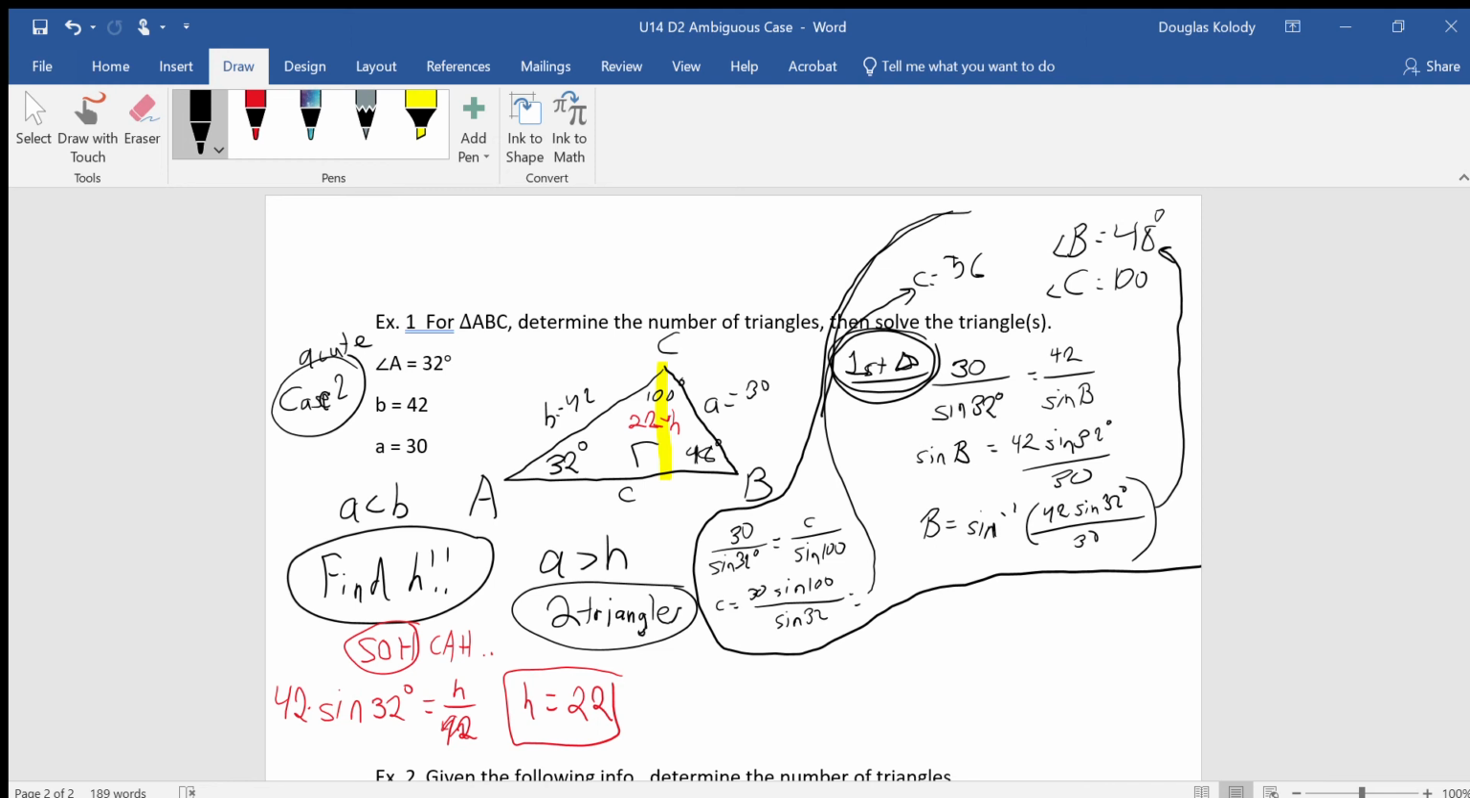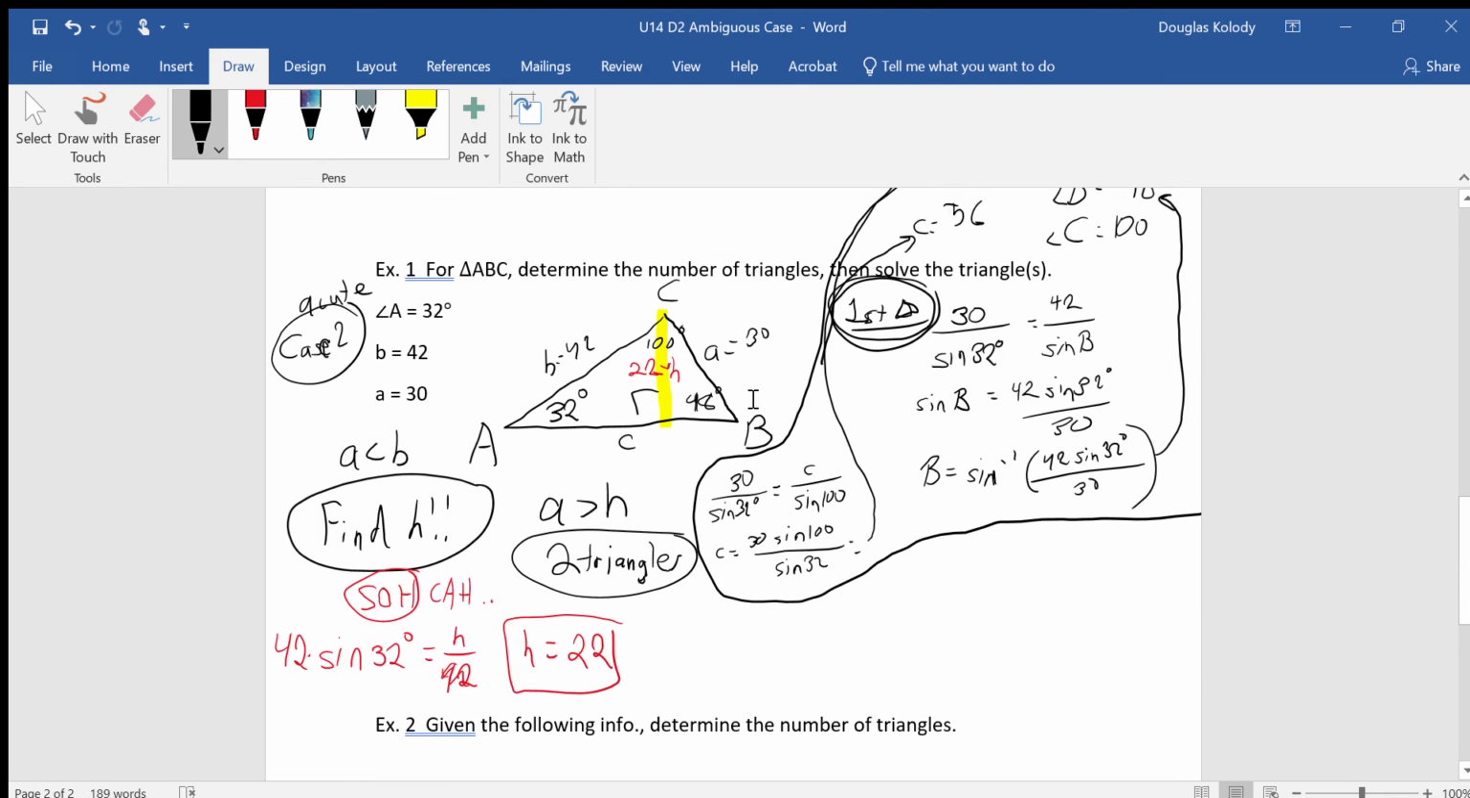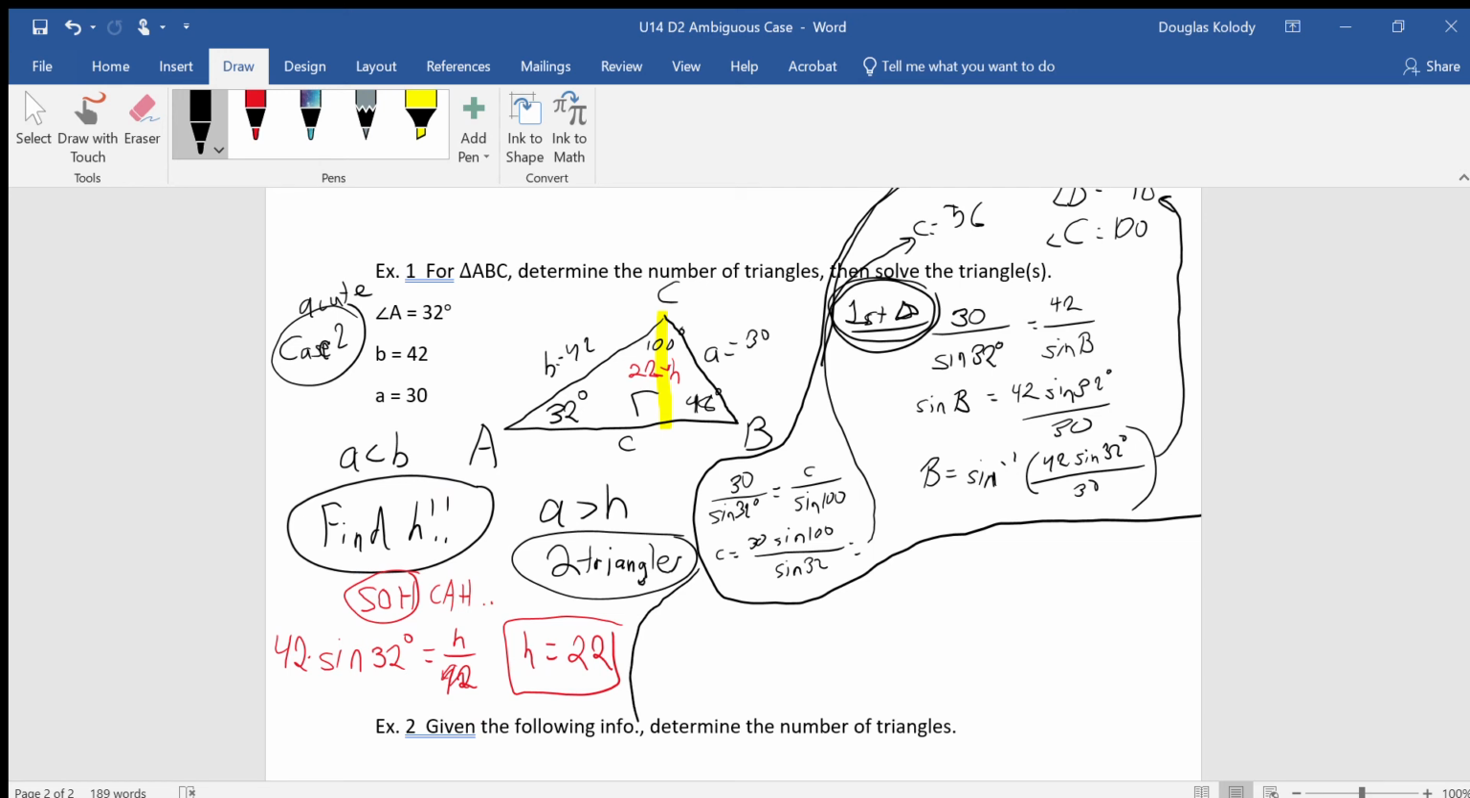And I'm going to write that work somewhere else on this sheet. Do I have room? Yeah, I'm going to put it right here. Second triangle. All right, let's get to the second triangle right now. So what I'm going to do is I'm going to take my moon pen and I'm going to swing side A around.